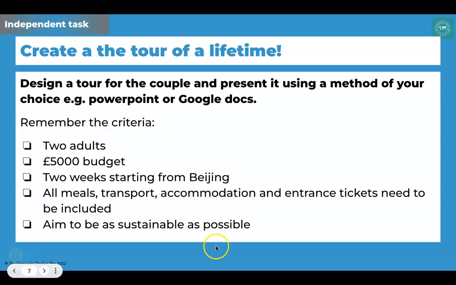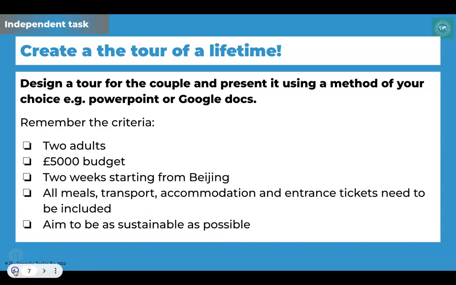Right then, so you've got your starting point. You know what attractions you want to take them to. You know some of the transport links that you might potentially be able to use. You're now going to try and bring it together and put it into some sort of presentation. Now, it could be that you want to use something like PowerPoint, Google Slides, Google Docs. It's up to you how you present it, but it needs to be in a way that the couple can understand the tour from their perspective.